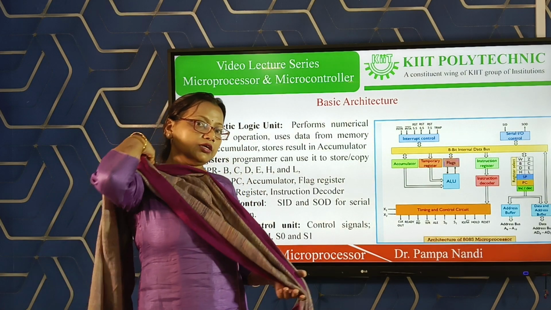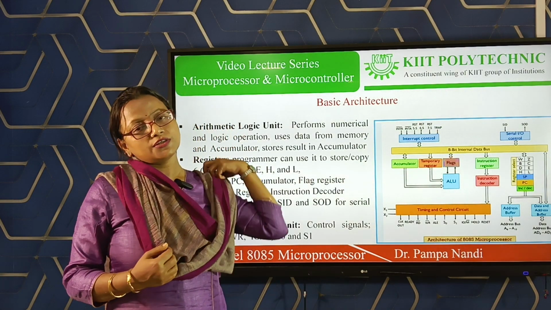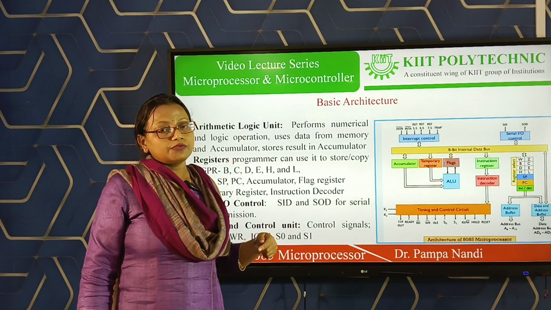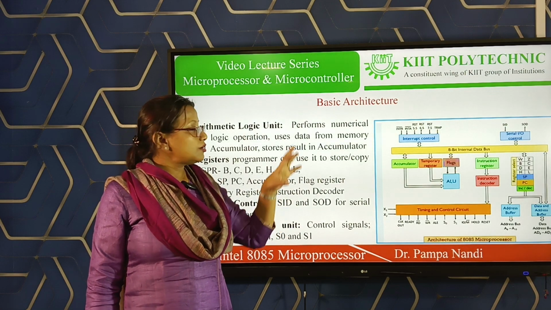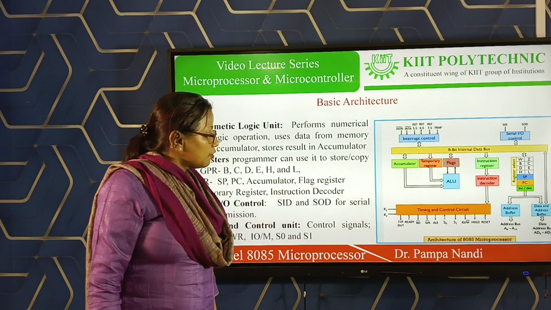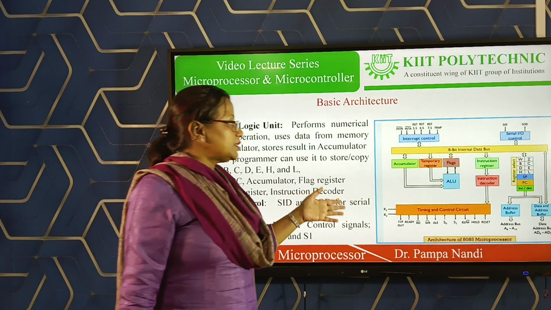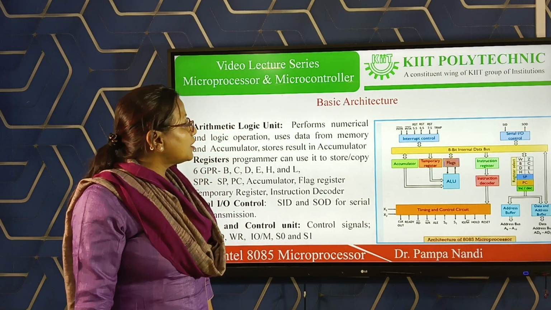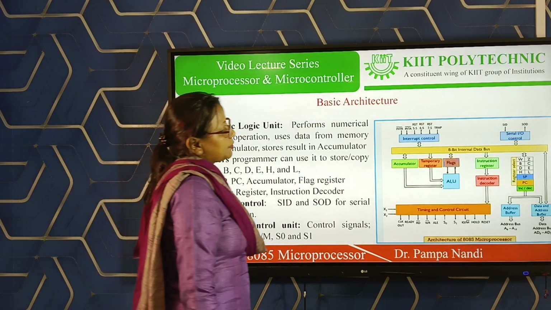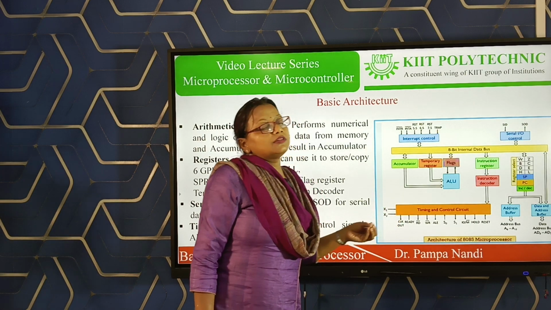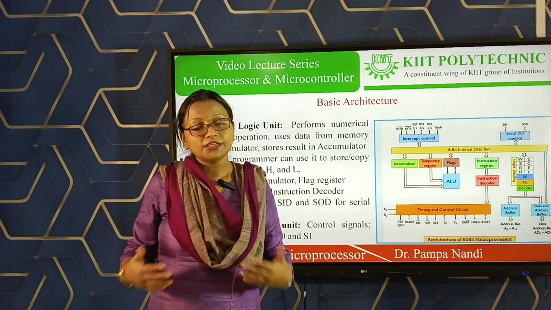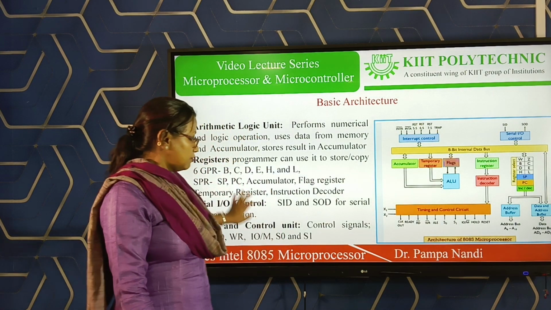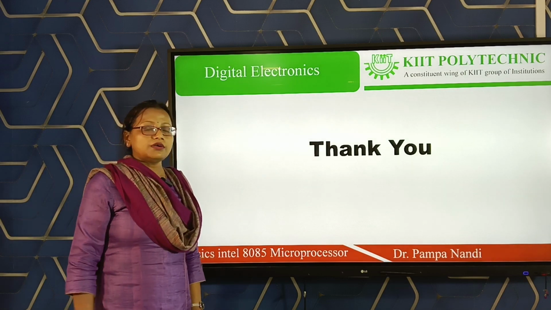Then the program counter, which is another 16-bit register. What does it do? The program counter keeps track of which instruction we need to fetch next. Then there are the increment decrement register, the instruction register, the instruction decoder, and one more special purpose register, some temporary registers, which you will come to know in detail in the next classes. So with this we are concluding our lecture.